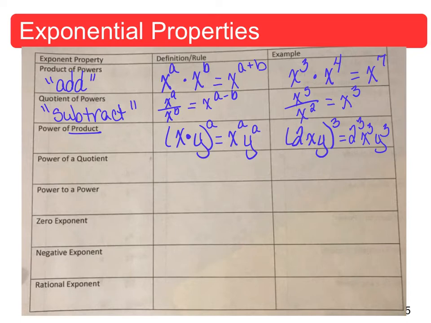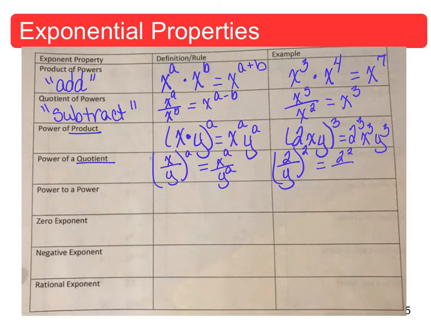Okay, power of a quotient is very similar. If I have x divided by y, and I am raising that to the a power, that a is going to belong to the x, and it belongs to the y. So we have to give whatever's outside to everything there. And again, be sure if you've got a number there that you're doing that for the number also. So this would be 2 squared over y squared. So 4 over y squared.